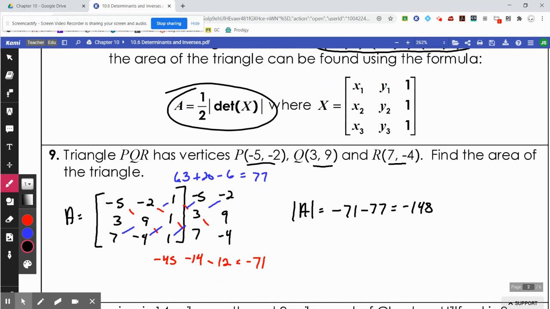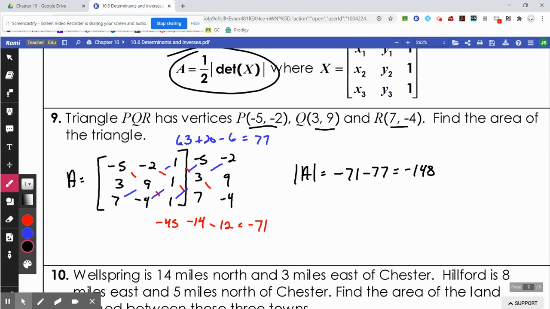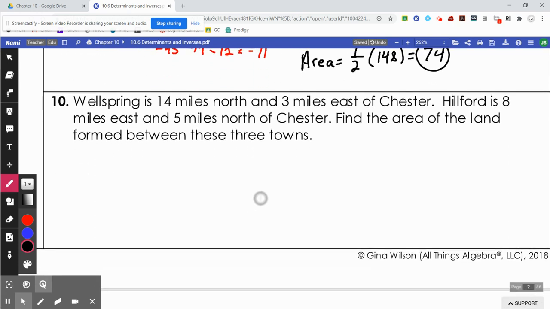And I didn't point out that we are going to take the absolute value of the determinant. So therefore, my area of this triangle is now 1/2 times the absolute value of the determinant, which is 148. So I have an area of 74, and that's it. Okay, let's try one more.